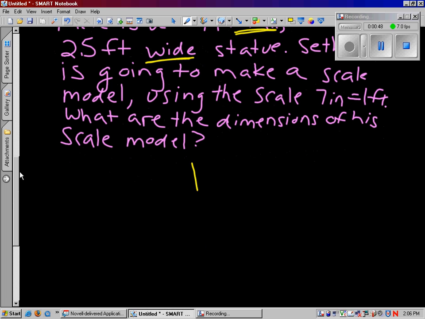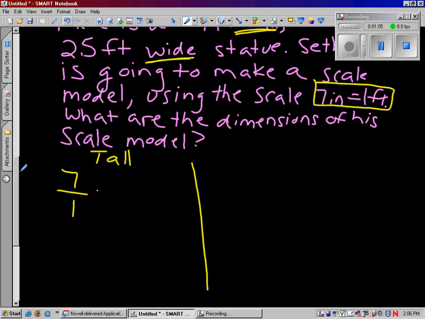Okay? I'm going to separate my paper. I know I have 2 problems, so I'm just going to separate it. Let's deal with the height first. Alright? Now I know the scale. 7 inches represents 1 foot. I know that. I'm just going to leave that like it is. 7 inches represents 1 foot.